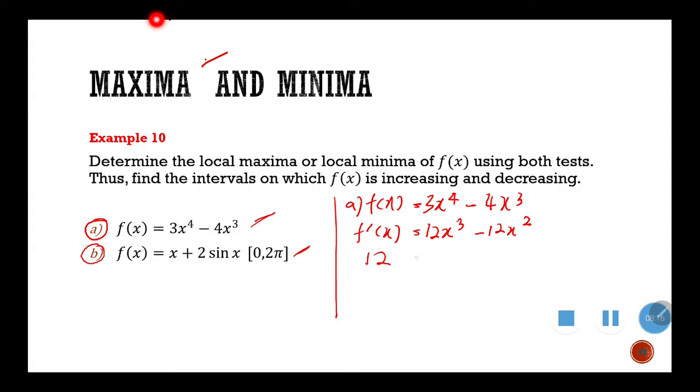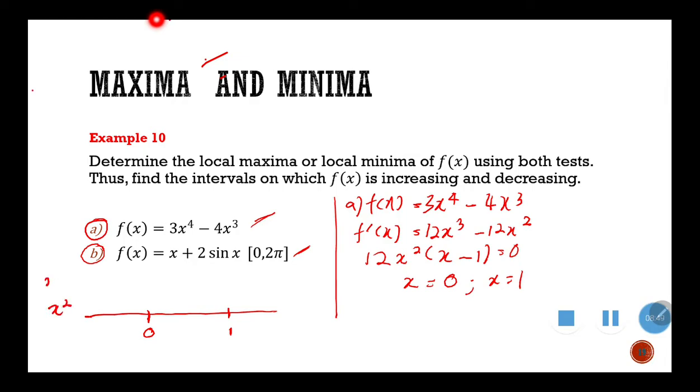So critical number memang saya dah bagi kat you all ni. 12x square, so we have x minus 1 equals to 0. So here we have x equals to 0 and x equals to 1. So these are our two critical numbers. Kalau using the first derivative test, maksudnya kita buat garis nombor ni kan. So 0 and 1. Kita masukkan factor 12 tu tak payahlah, dia tak ada sign, kita tahu dah. Kita just ambil x square dengan x minus 1.